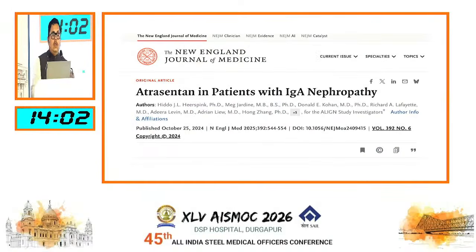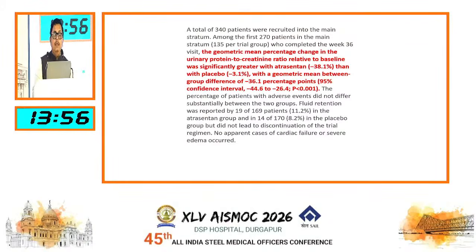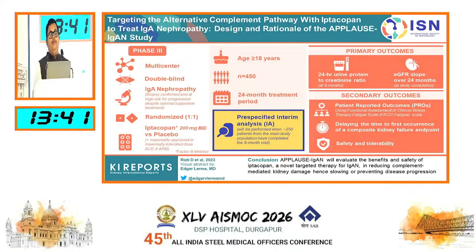So this is also the trial of atrasentan in patients with IgA nephropathy, recently published October 25 in the New England Journal of Medicine. The geometric mean percentage change in the urinary protein creatinine ratio relative to the baseline was significantly greater with atrasentan than placebo, with a geometric mean between -36% to -44%.